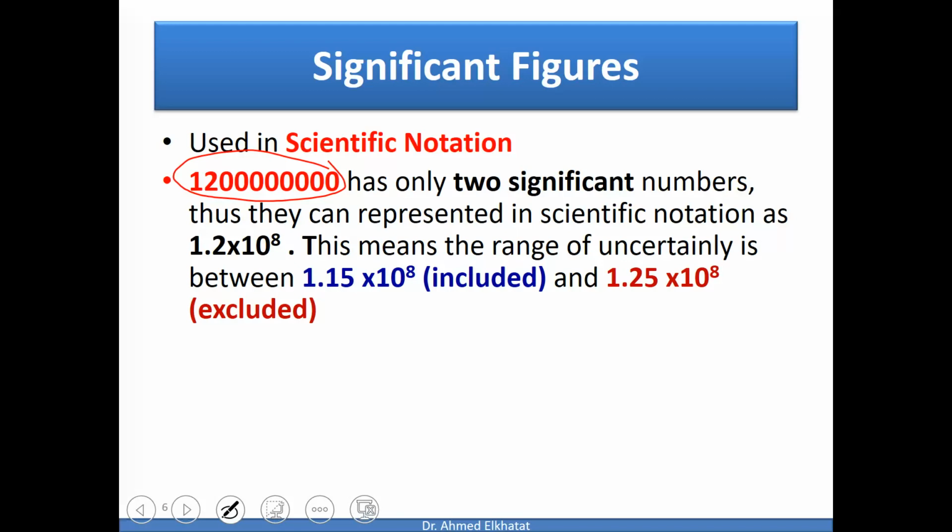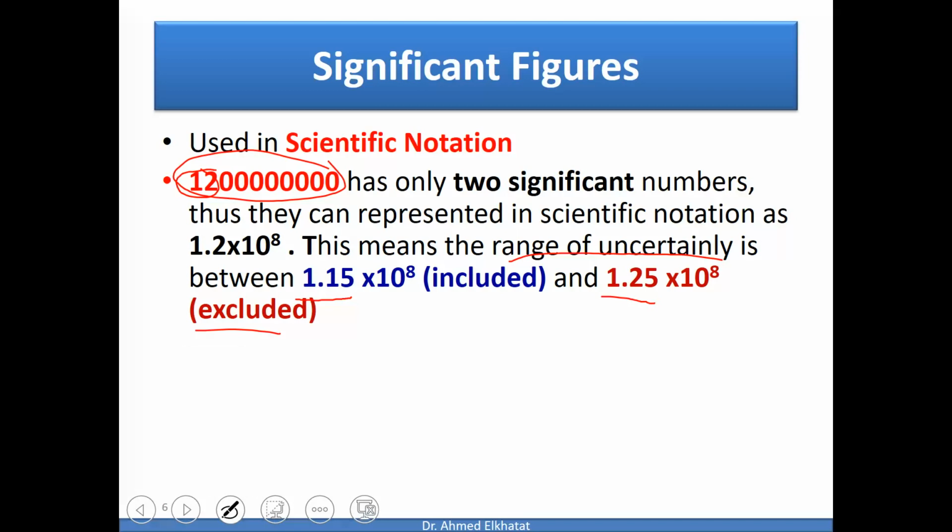So that means I can assure this value only, but I can't assure the other values. So we can represent it in scientific notation as 1.2 times 10 to the power 8. This means the range of uncertainty is between 1.15 included and 1.25 times 10 to the power 8 excluded. So you can expect I have a huge range between both numbers.